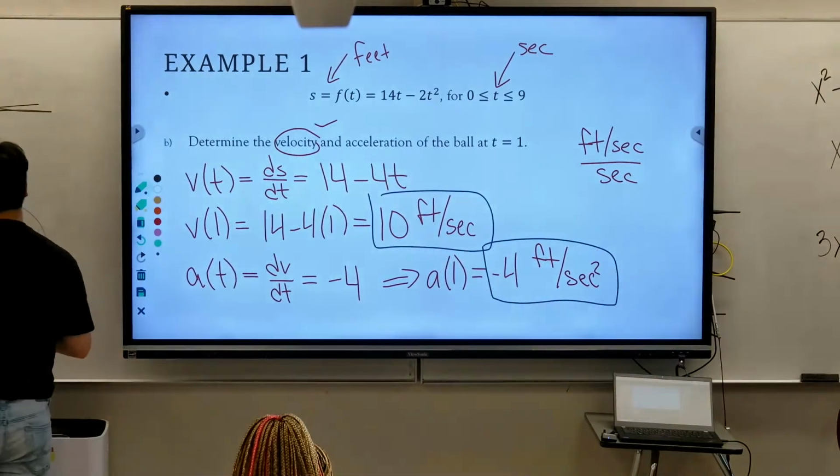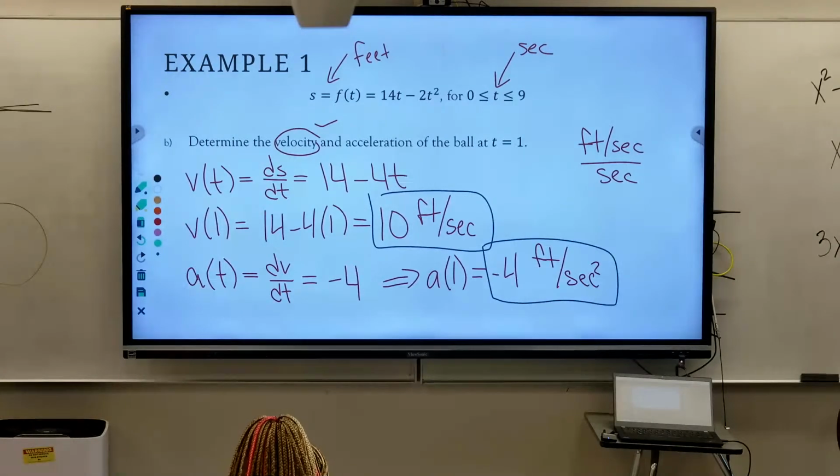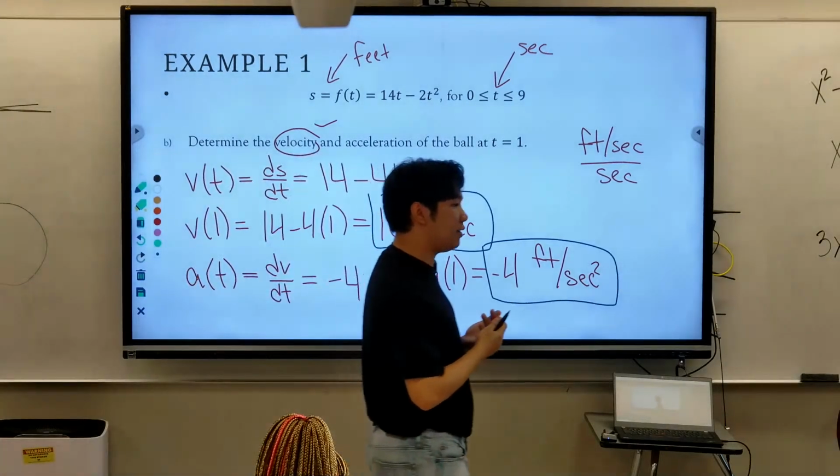All right, so I've got the velocity and the acceleration at 1 second. Velocity tells me how my position is changing. Acceleration is telling me how my speeding up or slowing down is changing. It does tell us a little bit about the change in direction actually as well.